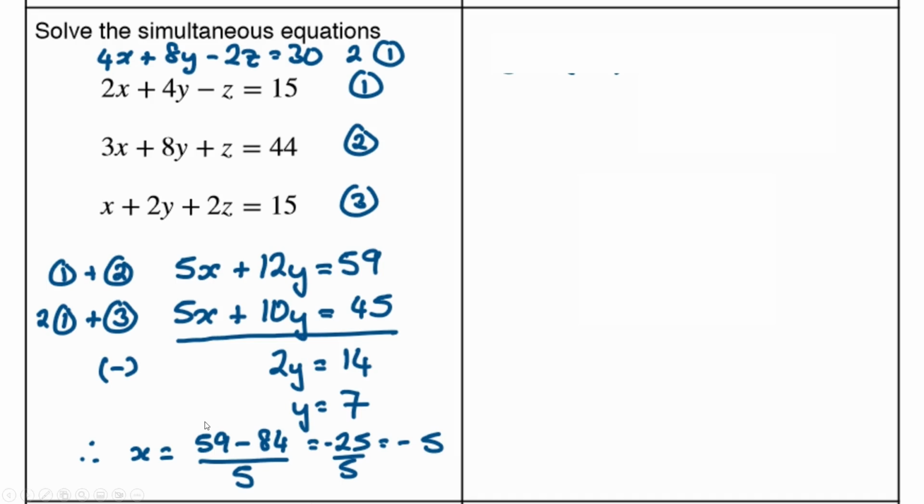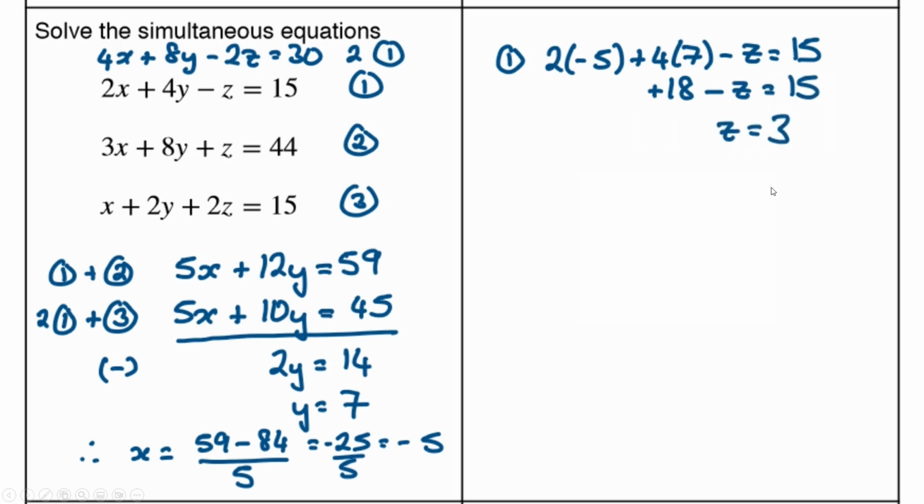Anyway, I've got my x, got my y, put it back into equation 1 to find out what my z is. So let's do that. So equation 1 becomes 2 times minus 5 plus 4 times 7 minus z equals 15. One equation, one unknown, do some rearranging, and z is equal to 3. And just because I like to be neat and it's good practice, that means x is minus 5, y is 7, and z is equal to 3. That is that question done.